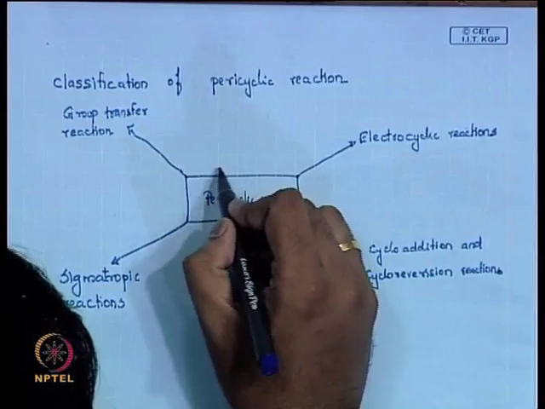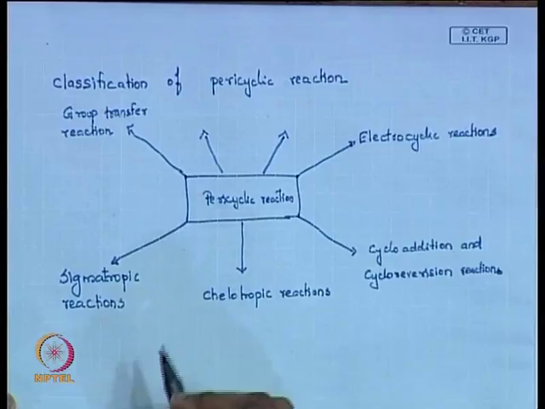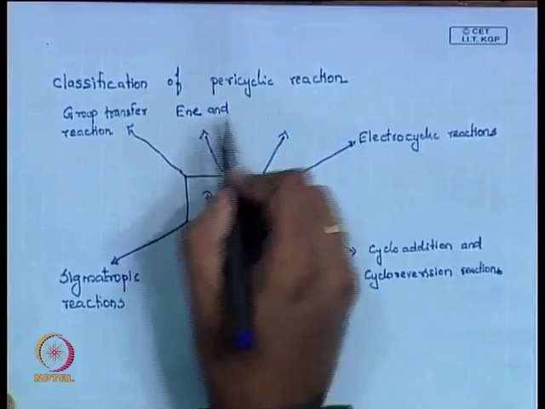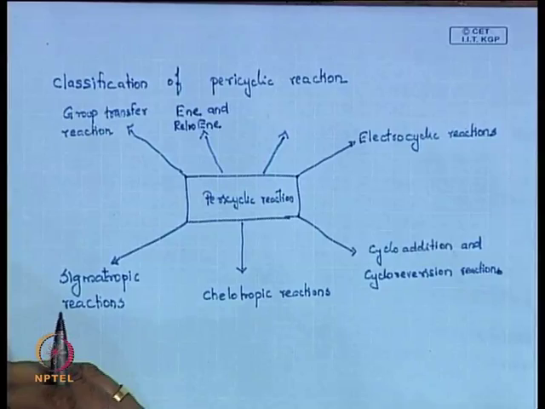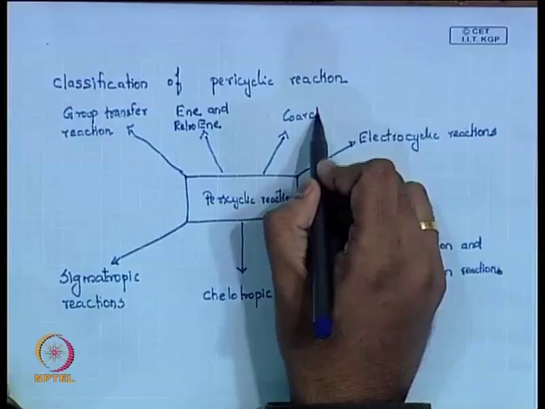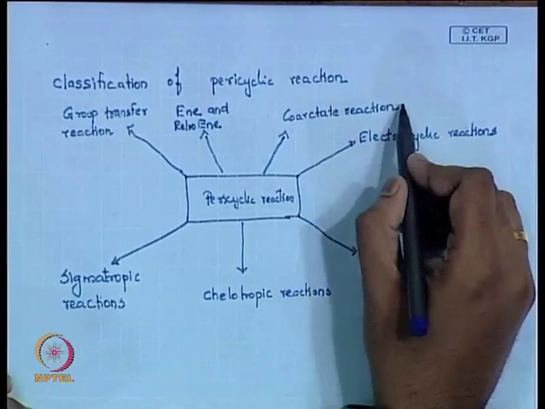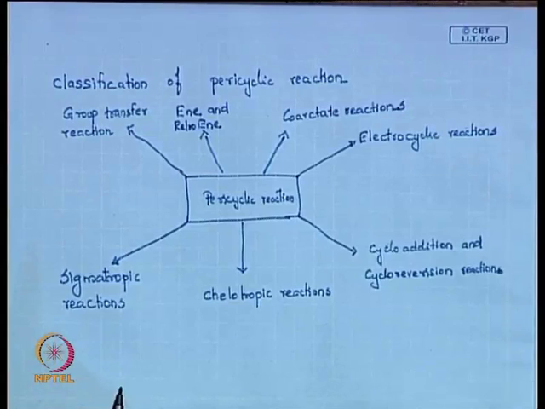Then the 2 other minor ones are the ene and retro-ene reactions. Some people put the ene and retro-ene reactions inside group transfer reactions, but they are a separate class which you can study. Another is the coarctate reactions. So basically we have to study 7 types of reactions. We will spend time on each class in detail, starting with sigmatropic, studying all the reactions involved, and then move one by one and finish them off. These are the 7 classes we are going to see in the coming classes.